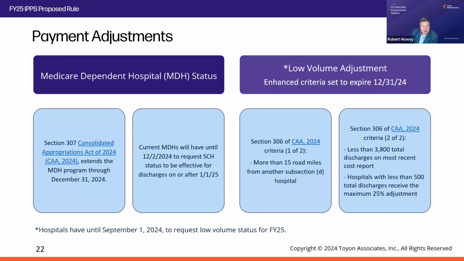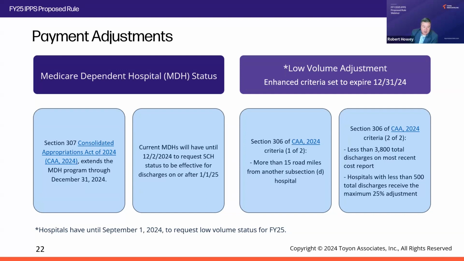So there are some certain timeframes if there's no congressional intervention. Those that are current MDHs and want to request SCH status must do that by December 2024 for that to be effective, so there's no disruption in the payment starting 1/1/25.